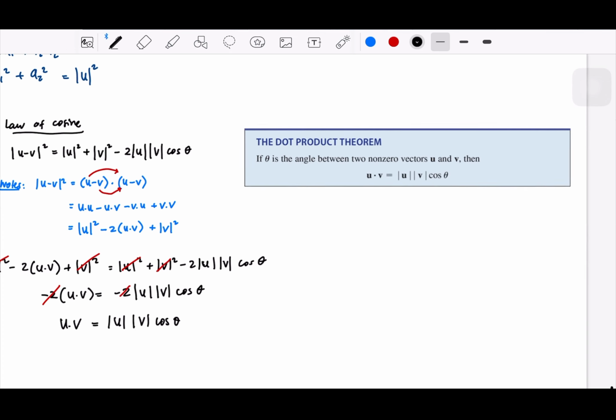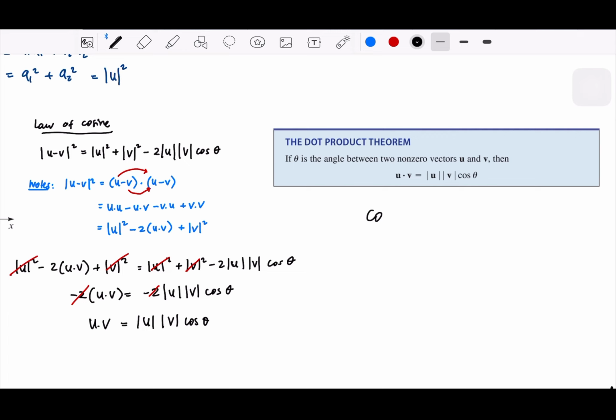And from this theorem we can also find the angle between the two vectors. We just simply rewrite this as this.